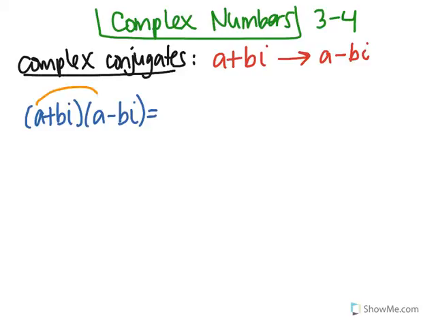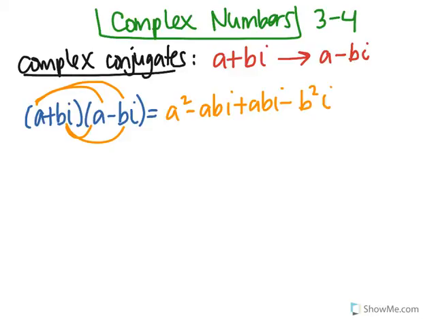So I'm going to go ahead and use FOIL. I'm going to do the first, or get a squared. And then the outer, I get minus abi. And then the inner, I get plus abi. And then the last, I end up getting minus b squared i squared. I can cancel out these terms right here. And remember that i squared is -1, so I'm going to replace i squared with -1. So I end up getting a squared, and then minus a minus turns plus b squared.